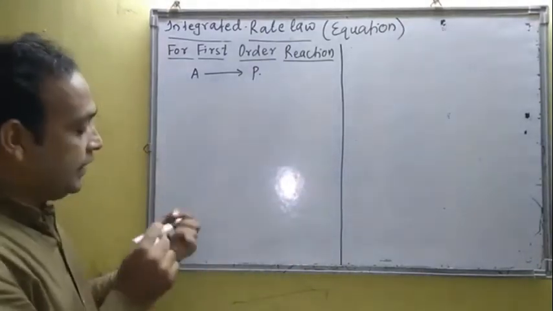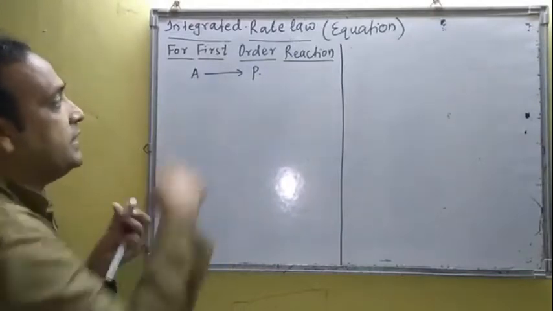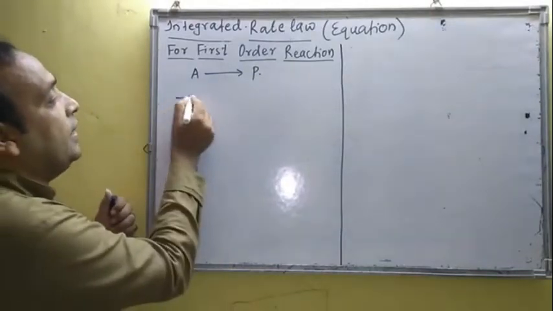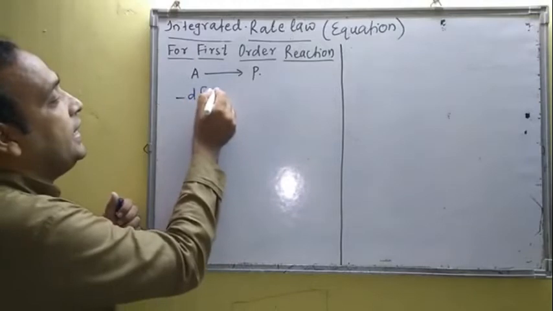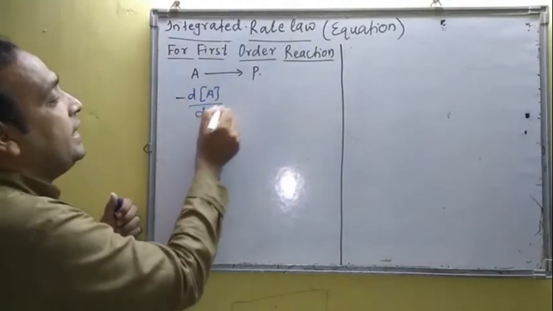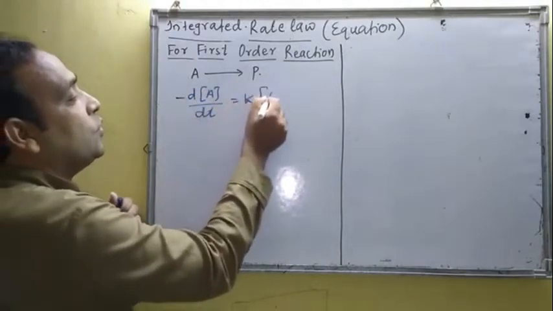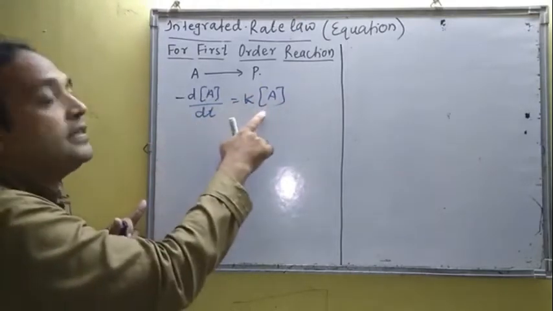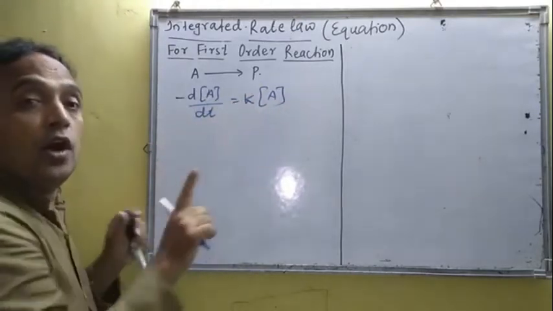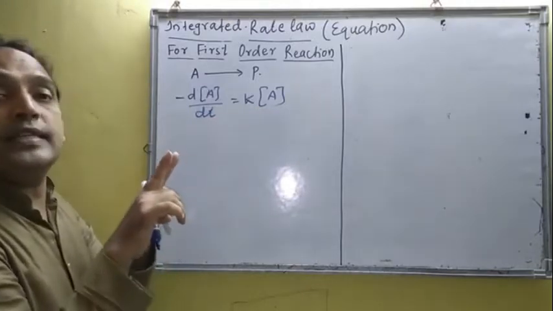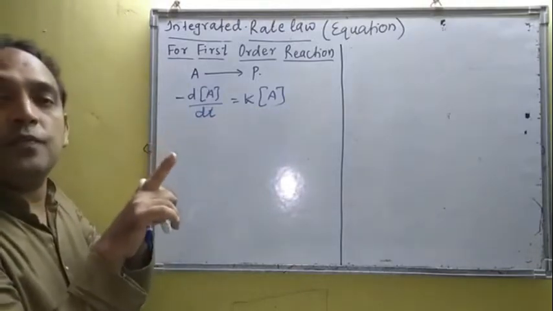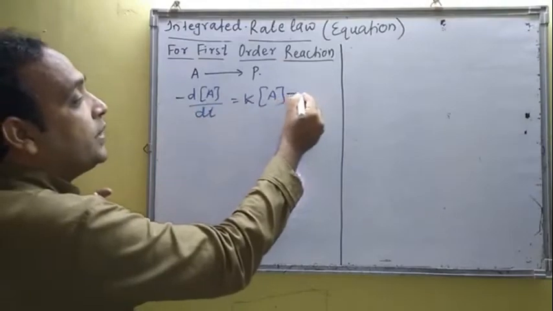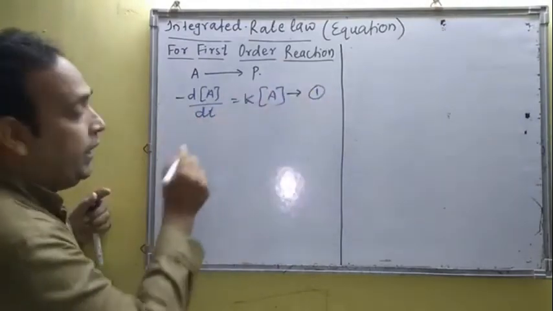Okay, so we can write the differential rate equation as follows. And how to write the differential rate equation for this reaction? We can write minus dA by dt is equal to k into concentration of A. Now this is the instantaneous rate and this is the rate according to the rate law, and we have equated the two rates. दो rate को मैंने equate किया.